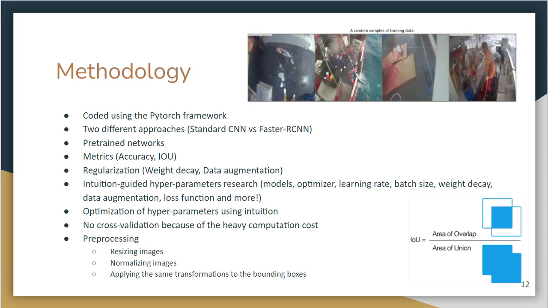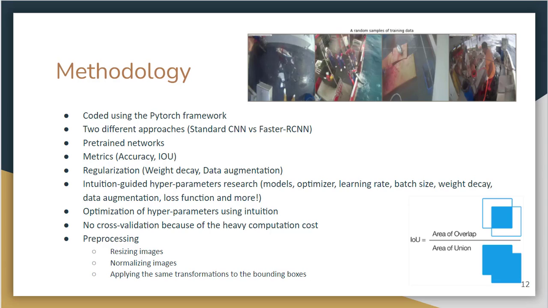We coded the project using the PyTorch framework. Standard CNN versus the Faster R-CNN is considered here. Accuracy and intersection over union metrics are used. IOU is calculated by dividing the area of overlap by the area of union. Regularization is accomplished by weight decay and data augmentation.